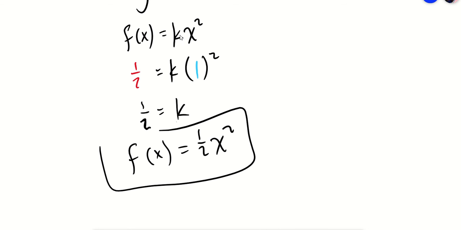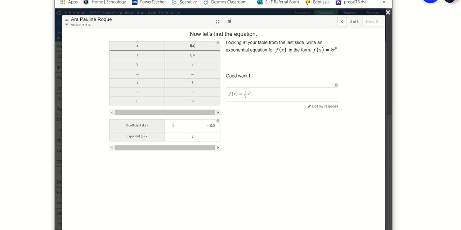Let's plug that in real quick just to test it. And it does work. We've got k equals 0.5, exponent equals 2, and f of x equals 1/2 x squared. Again, make sure there's no spaces or anything in here so that it accepts your answer. And that's that. Good work.